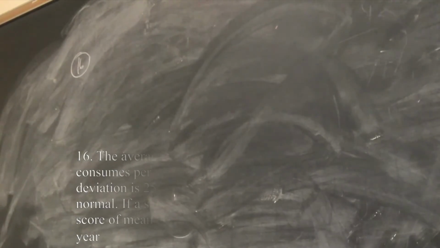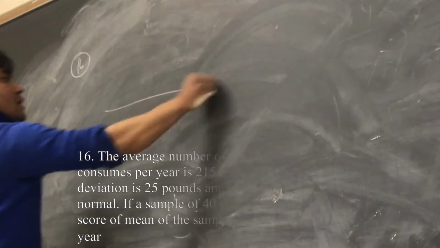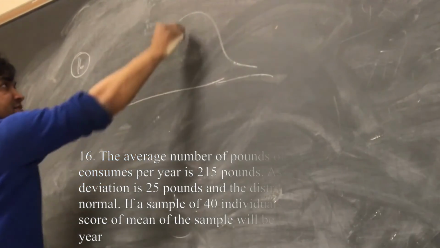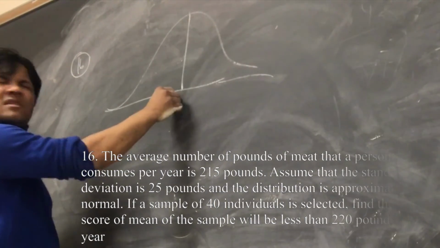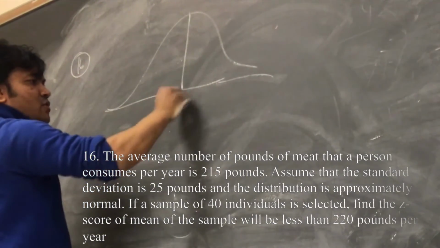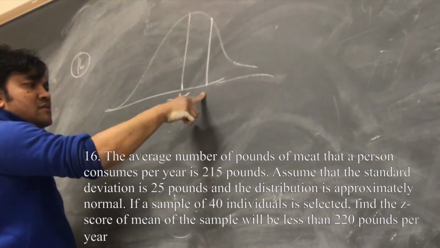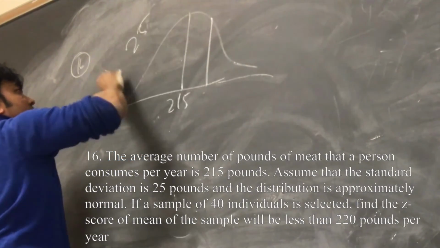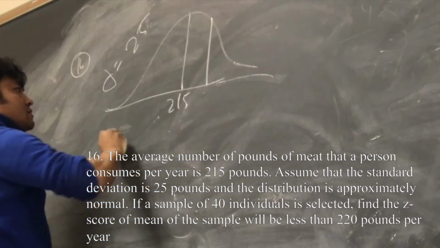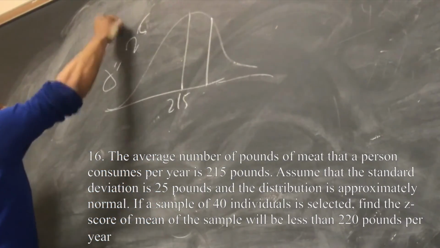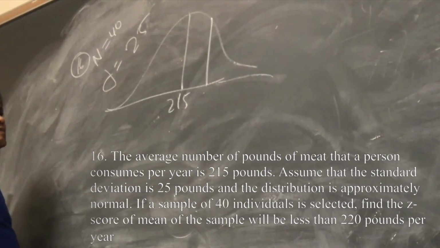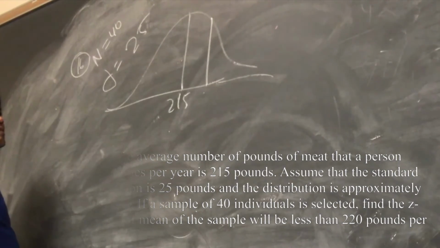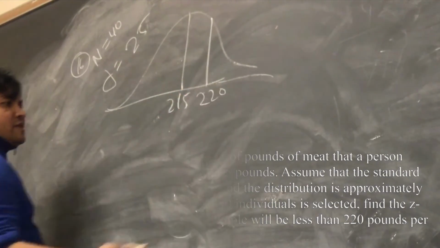With 40 individuals, we have to use the other formula, with the same values. So quickly let's do that. This is 16. What is the mean? 215. What is the standard deviation? 25. So the sample is 40. So now we have to find the Z-score of the sample mean that would be less than 220. Okay, so we're going to do it quickly.